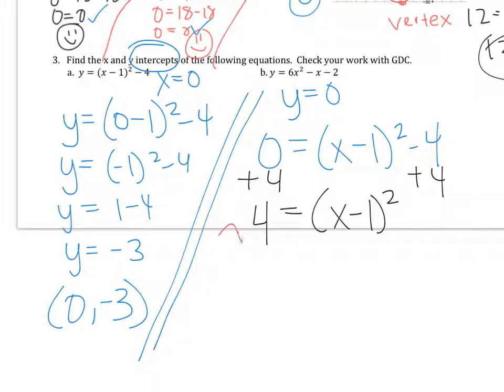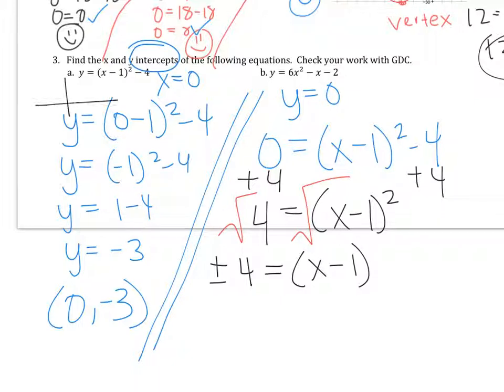Take the square root. Don't be fooled. It could be a plus or minus 4. That's the tricky part. And if you think about it, it's a quadratic equation. This is opening up. We have a vertex at 1, negative 4. So 1, negative 4 somewhere down here. And it's opening up, so it's going to have 2 x-intercepts. So now to write 2 equations out so that we can solve for 2 x-intercepts.